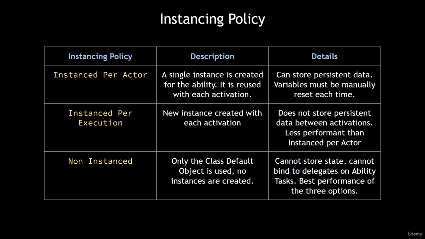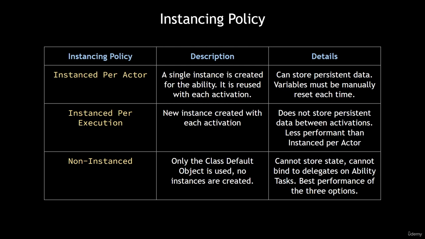And then this one instance of the ability is reused every time we activate it. So abilities have their activation code executed, and if it's instance per actor, then this actor is persistent. It can store persistent data. It can have variables. And if you need to reset variables each time you activate the ability, you must do so manually because the ability is never destroyed, it's reused, it sticks around. This is a little bit of a performance optimization over the next option, which is instanced per execution.